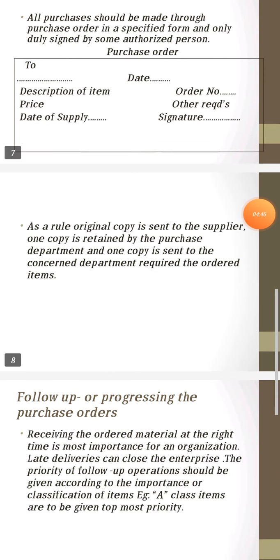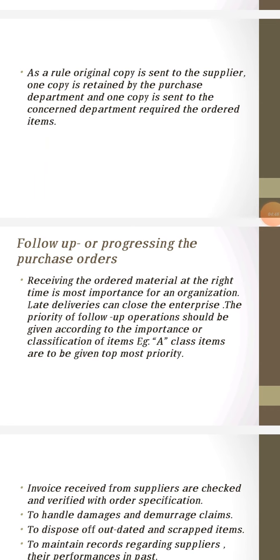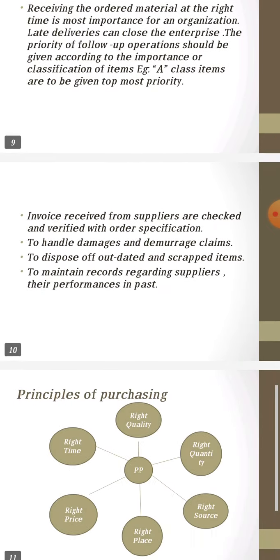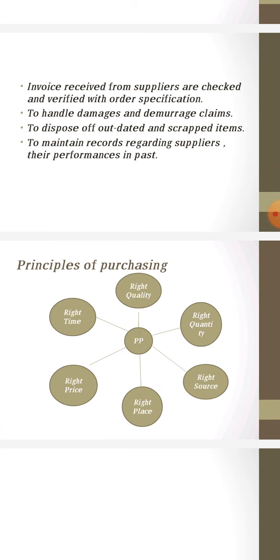Next, last is follow up or processing the purchase order, receiving the ordered materials at the right time. While we are ordering materials from the suppliers, we should have some priority on some items. They should come first. They should come without any damage. If the priority items have any damage, we can claim all the materials. Last is principles of purchasing.